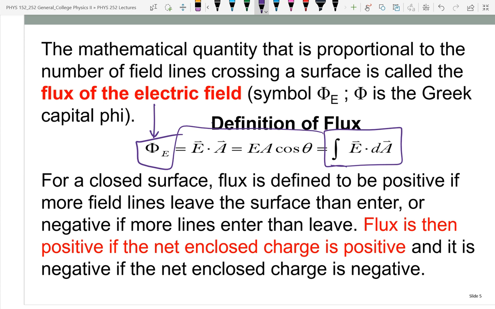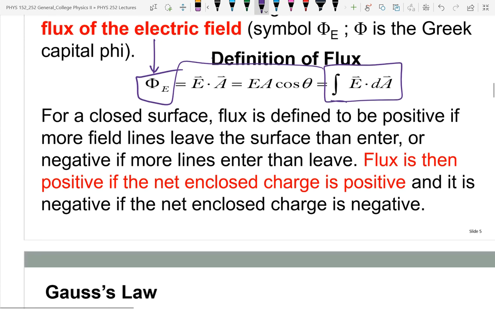And if the angle between the two is 90 degrees, what do you get for the dot product? The dot product is 0. The dot product is multiplying the parallel part. So if they're perpendicular, it's 0. And if they're parallel, if E and dA are in the same direction, then it's going to be 1. So that's what we're going to do in most cases.